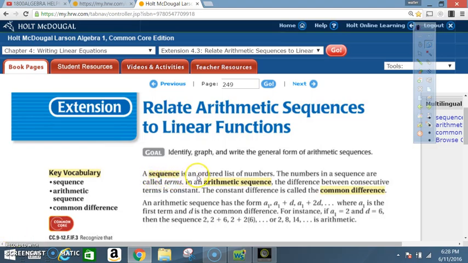A sequence is an ordered list of numbers. The numbers in a sequence are called terms. In an arithmetic sequence, the difference between consecutive terms is constant. The constant difference is called the common difference.